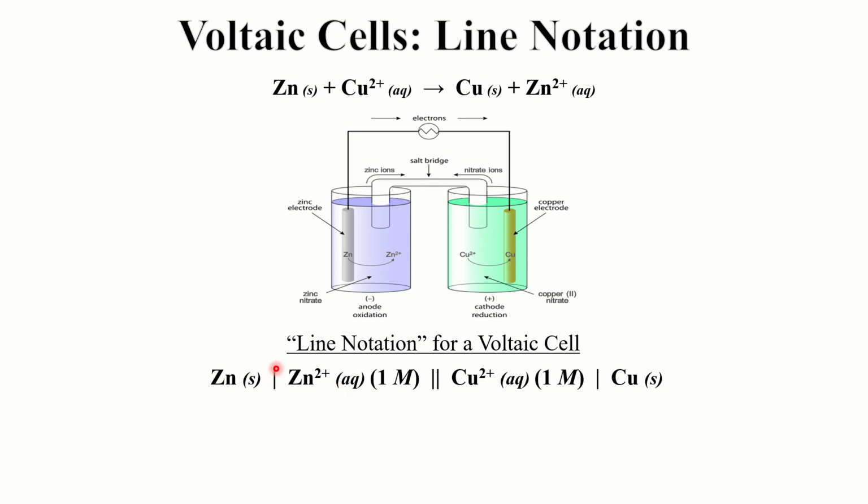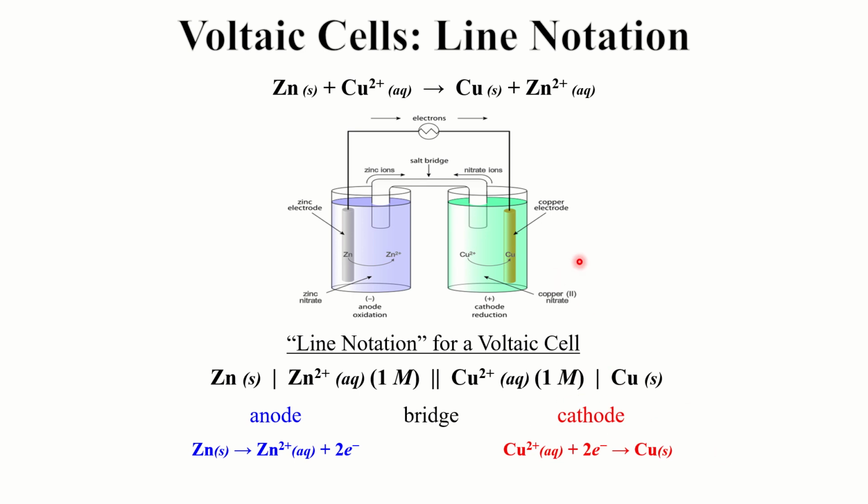Here, the single line represents a phase boundary between the solid and the aqueous solution. Then you have the double line right here, which represents the salt bridge separating the two cells from one another. Then we have the solution in the cathode, the copper 2 plus solution, and we have the solid of the cathode, the Cu(s), and then again a single line separating these two phases. So this is how we represent voltaic cells using line notation.